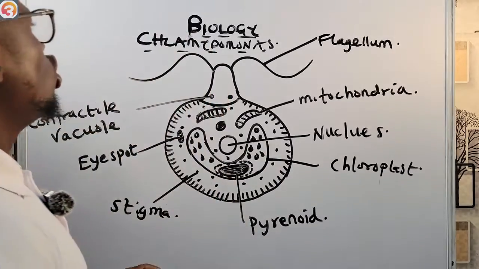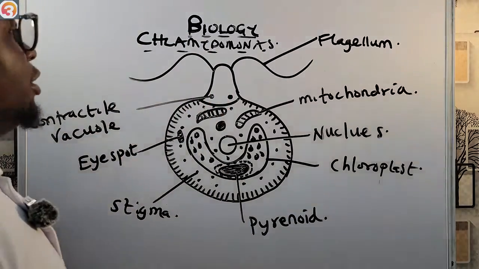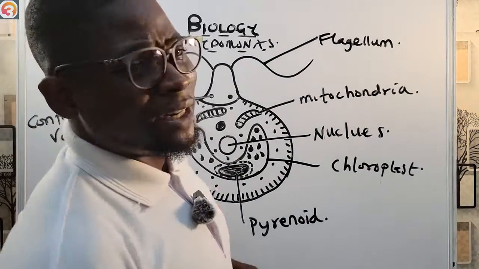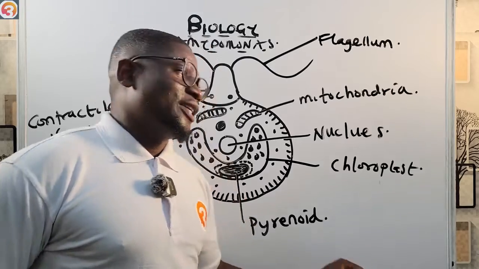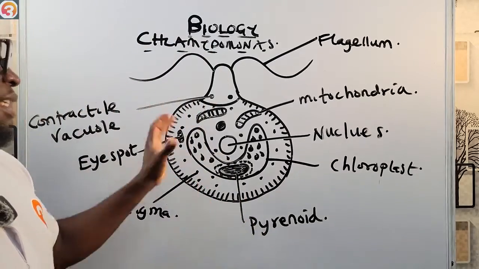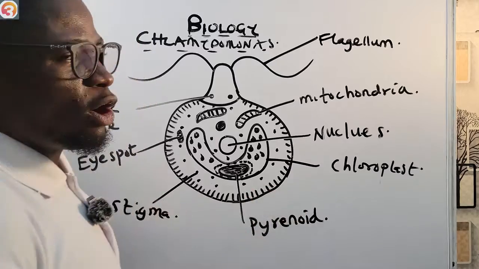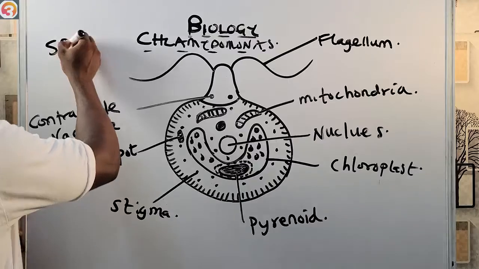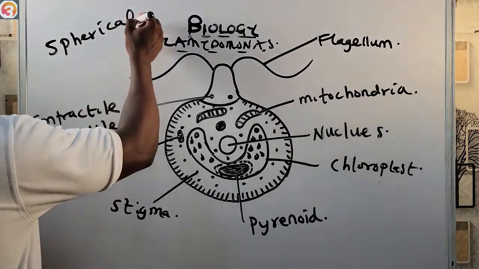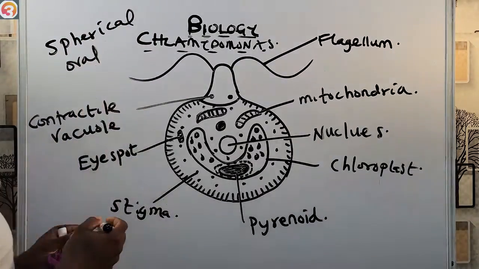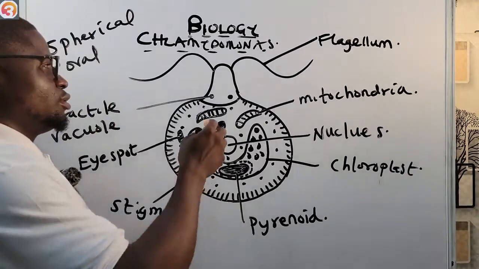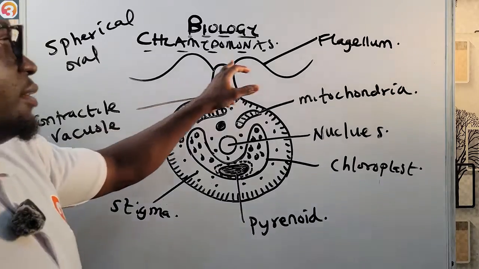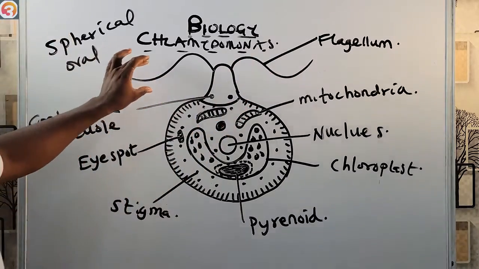Okay, let's go to the structure of the Chlamydomonas. Of course you can see my very beautiful structure. This will be about the most beautiful thing I've drawn on the board. Of course you can see the shape is spherical, or oval shaped. You can see it has a pair of anterior flagella, because you can see two flagella that it uses for locomotion.